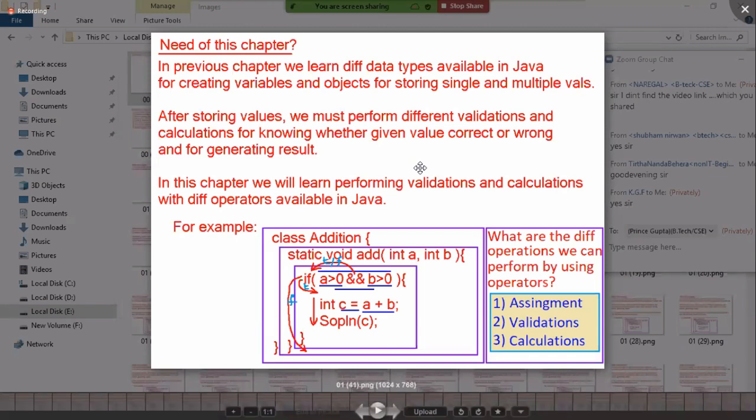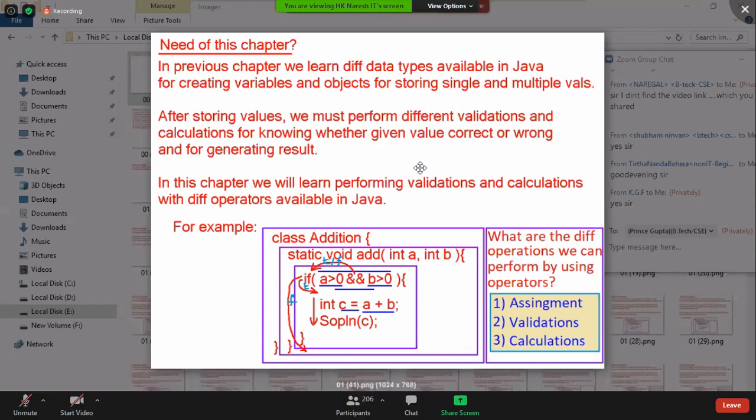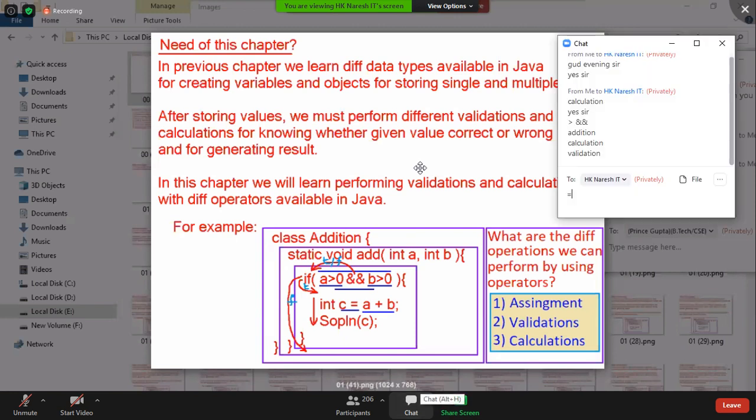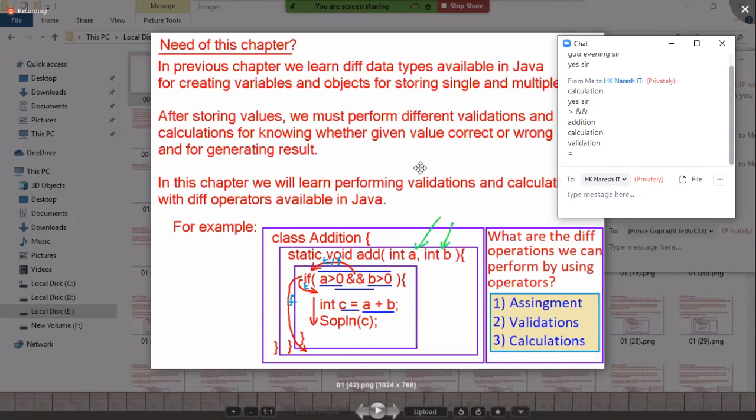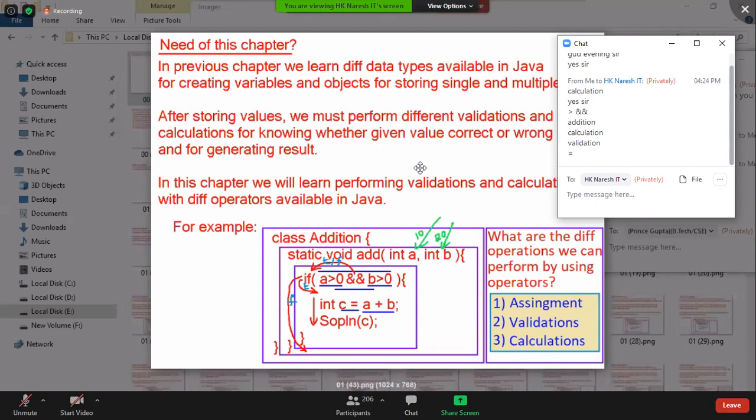In no more than 5 minutes, this operator chapter theory is going to complete, so please try to focus. In this one slide, I'm going to give you complete details about the operators chapter. Now tell me, can you identify where the assignment operation is in this program? You are passing arguments to a and b from the main method. Let's say you are passing values 10 and 20. The 10 and 20 are stored in a and b, that is assignment.